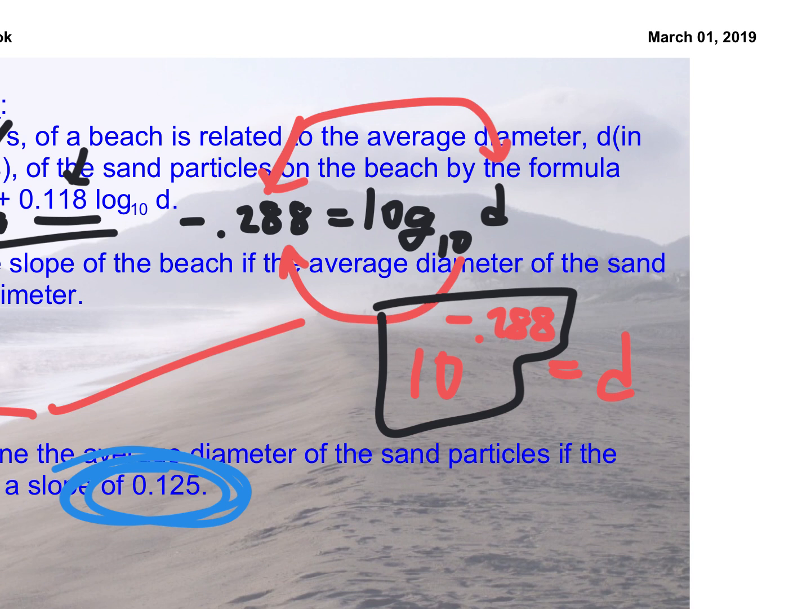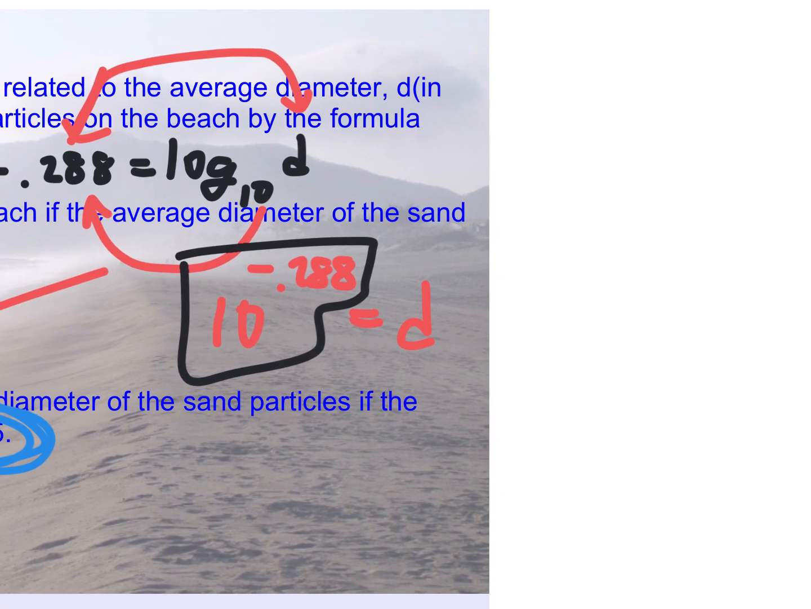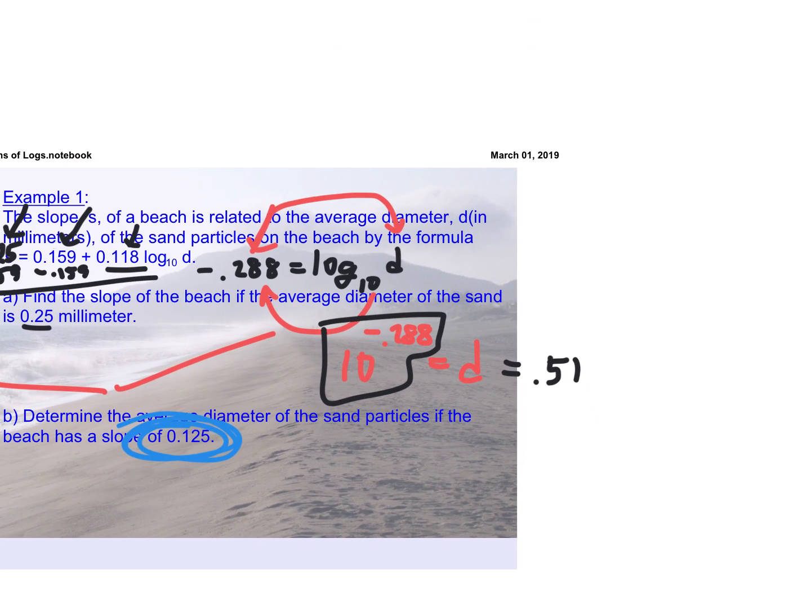I got 0.51. Raise your hand if you had that. Yay. The diameter would be 0.51 millimeters, half a millimeter. Okay, now you know how steep the beach is. Depends on how big the sand is.